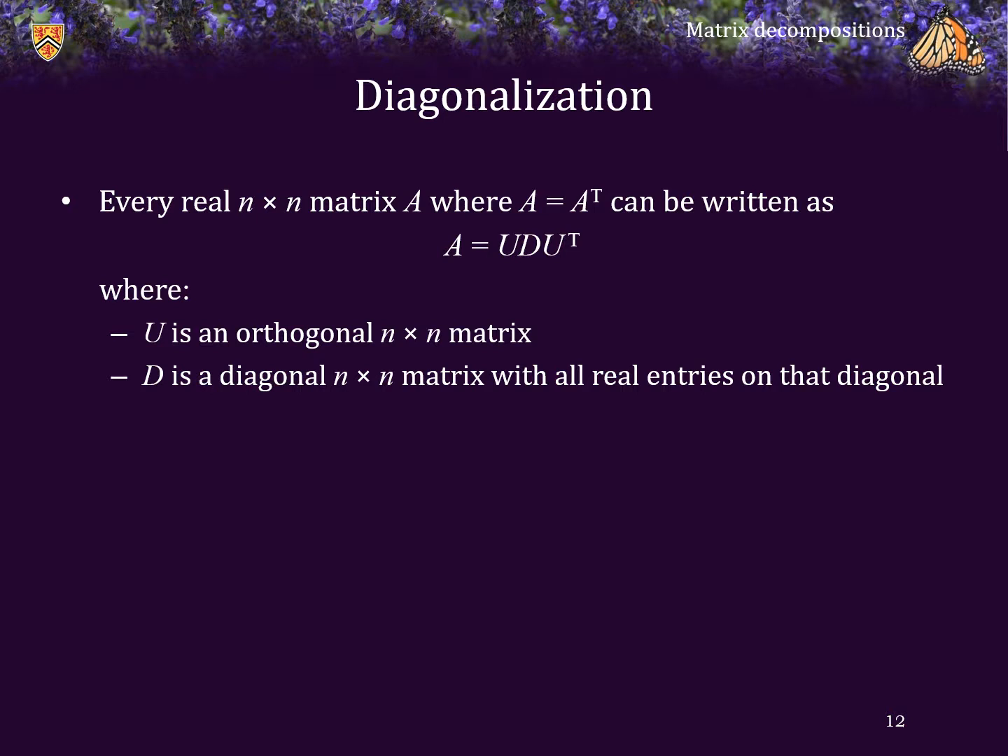Diagonalization. Diagonalization says that every real n by n matrix A, where A equals its transpose, can be written as U times D times the transpose of U, where U is an orthogonal n by n matrix, and D is a diagonal n by n matrix, where all the entries on the diagonal are real.